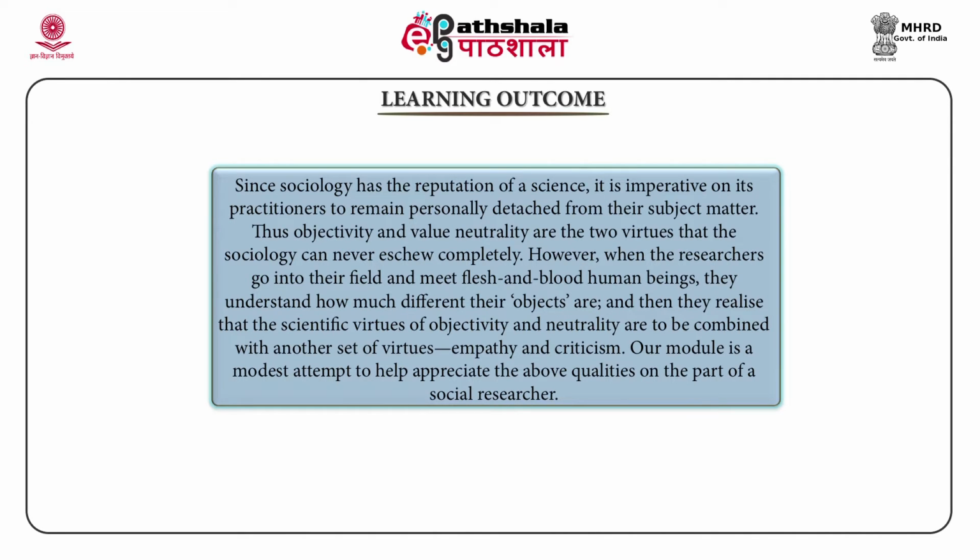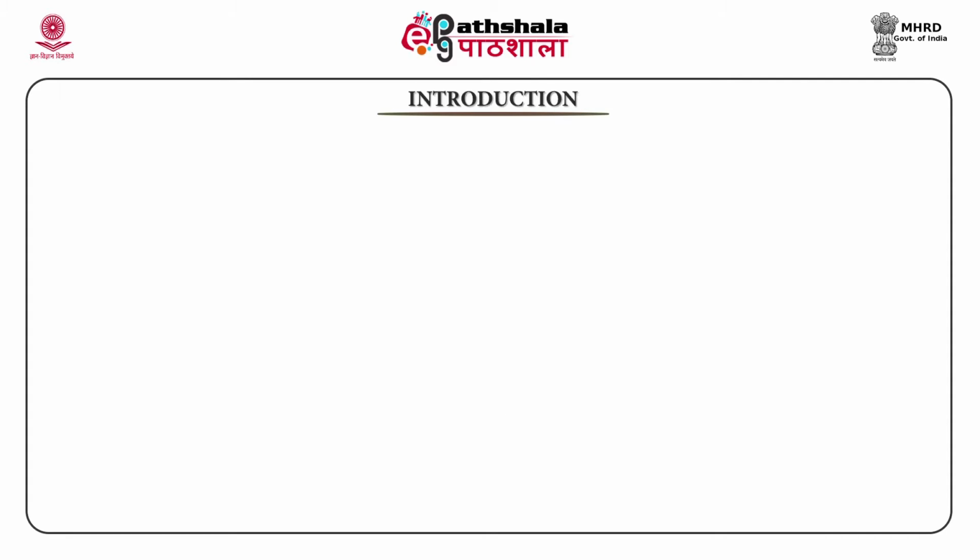Since sociology has the reputation of a science, it is imperative on its practitioners to remain personally detached from their subject matter. Thus, objectivity and value neutrality are the two virtues that sociology can never ignore. However, when the researchers go into their field and meet flesh and blood human beings, they understand how much different their objects are, and then they realize that the scientific virtues of objectivity and neutrality are to be combined with another set of virtues, empathy and criticism. Our module is a modest attempt to help appreciate the above qualities also on the part of the social researcher.